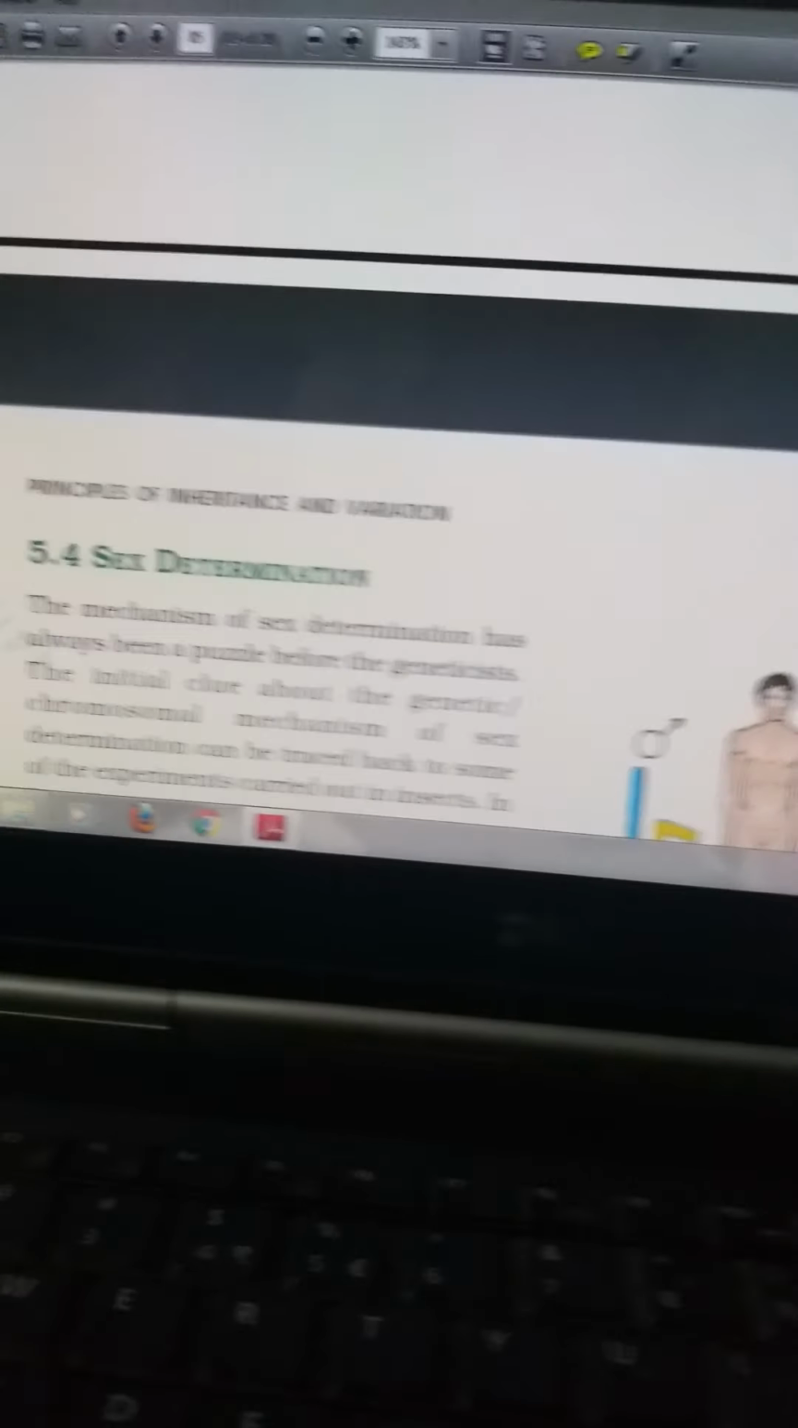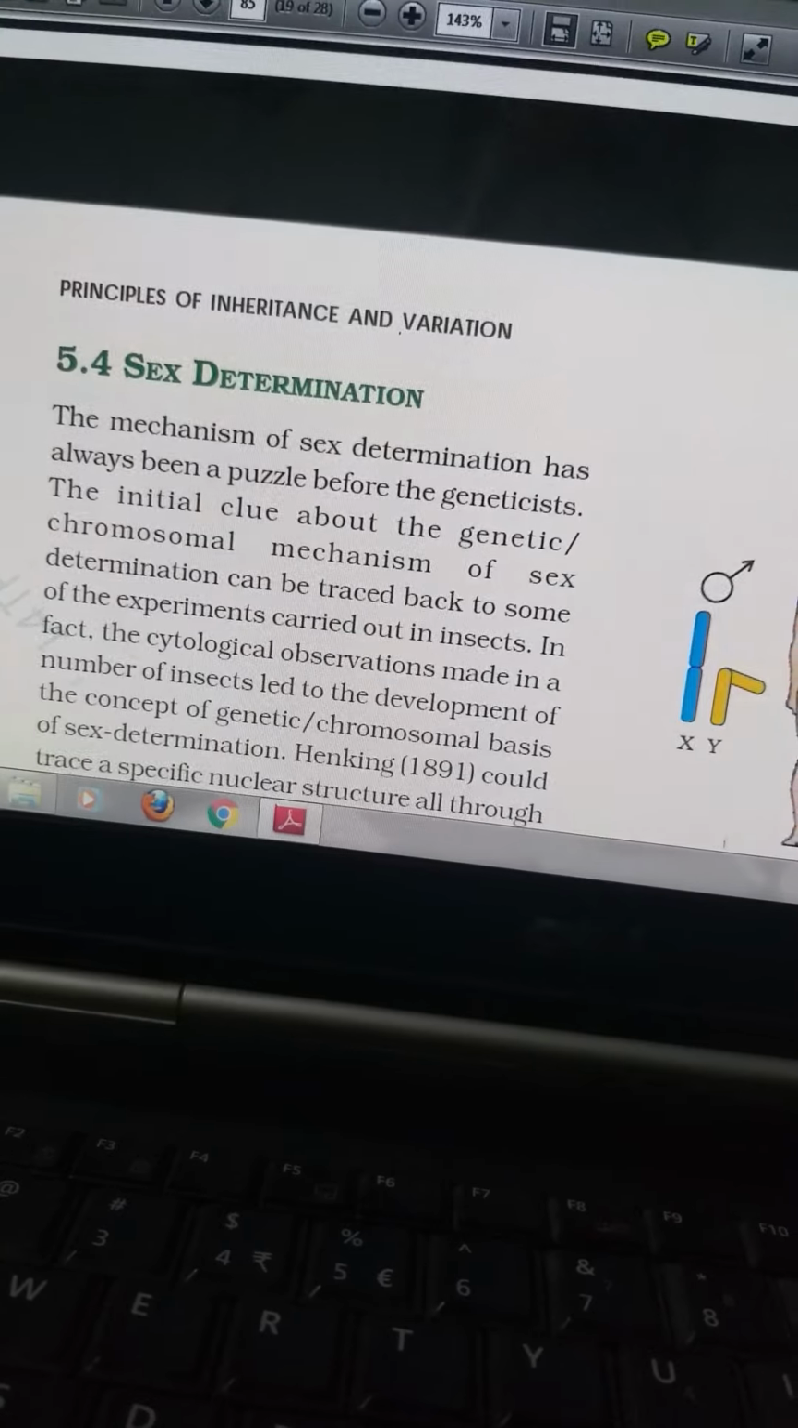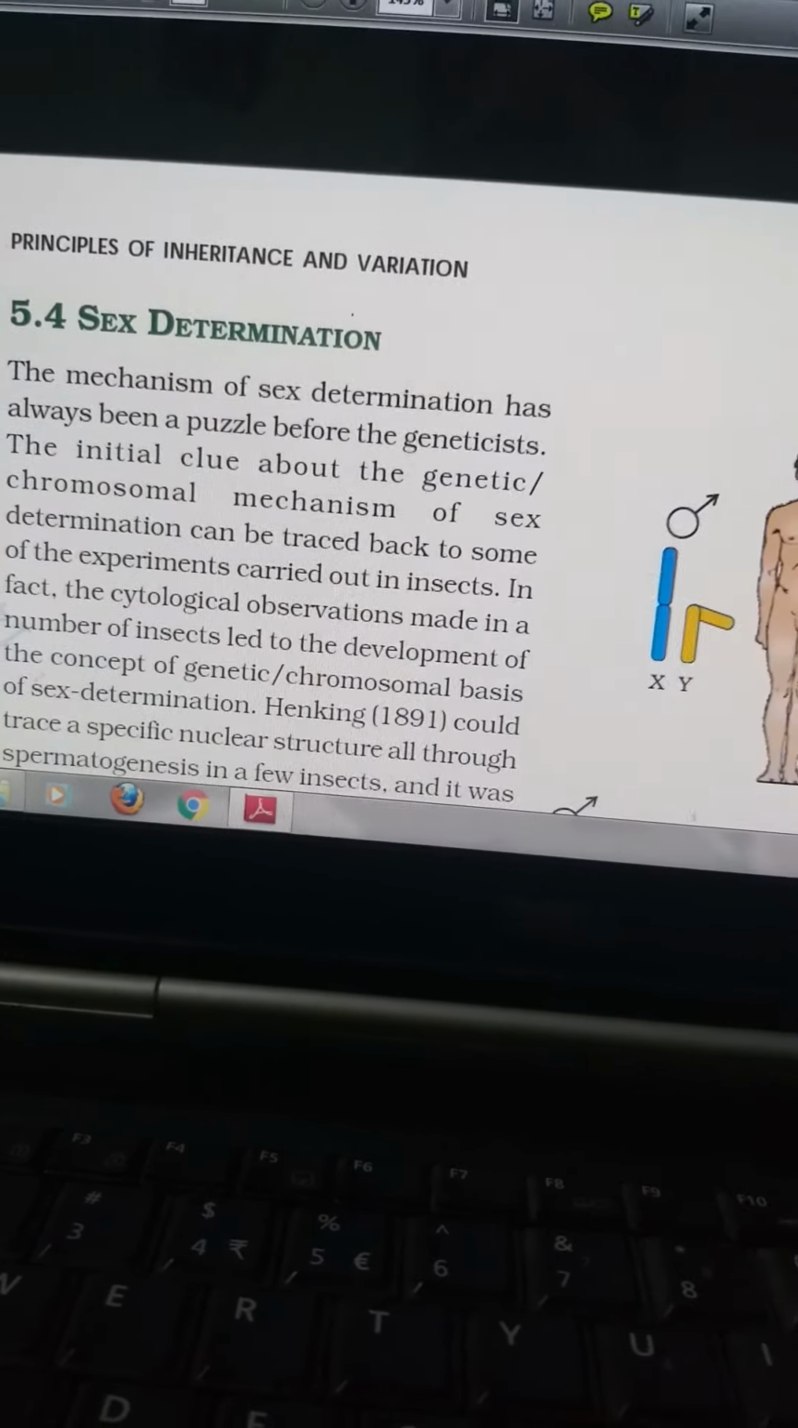So in our next class we'll be dealing with sex determination. Go through it carefully.